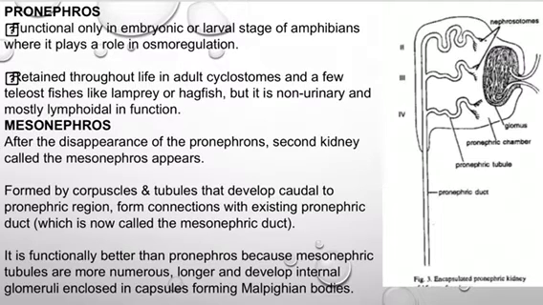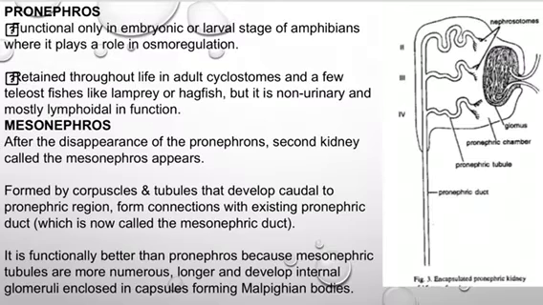It's very important as far as osmoregulation is concerned. But for adult cyclostomes, the pronephros is retained throughout life. And for a few fishes, like the lamprey or hagfish, the pronephros is actually not urinary. It's mainly lymphoidal in function. It has some lymphoid functions.